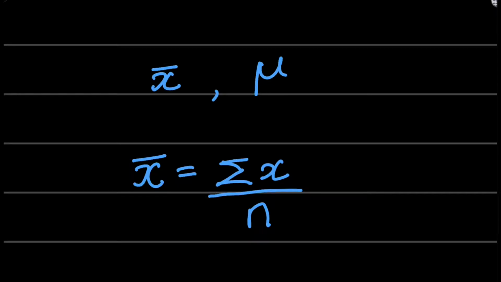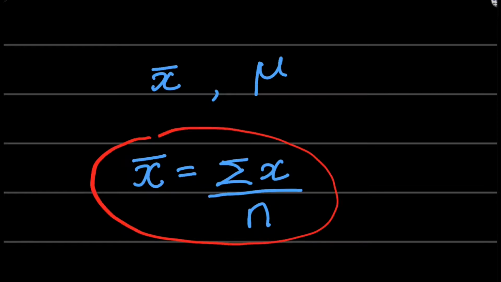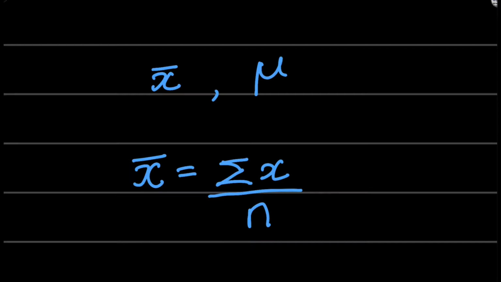To find the mean of a set of numbers, you need a formula, and that formula is what you can see on your screen. X bar equals summation x over n. When you see x bar, it simply means mean. So if you have a question, for example, and you're asked to find x bar, just know that you are asked to find the mean.